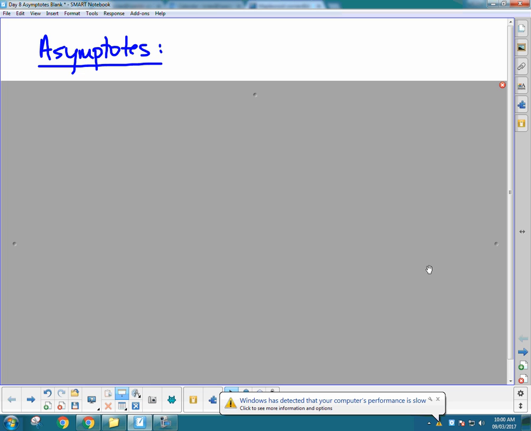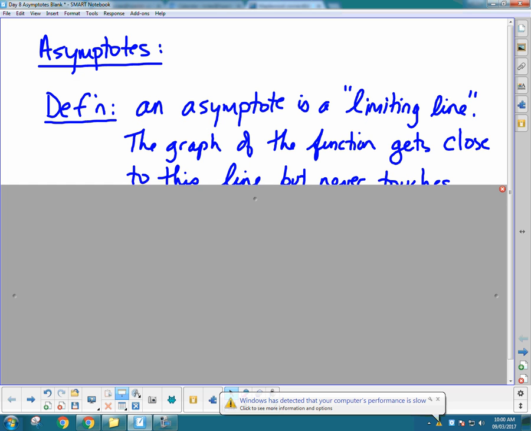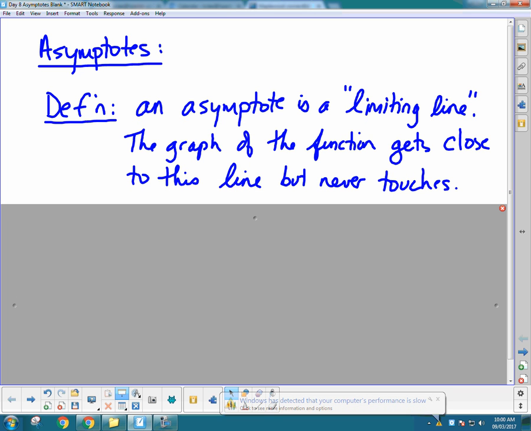So one of them is re-looking at how we found asymptotes. So this shouldn't be new. The definition of an asymptote is a limiting line. The graph of the function gets close to this line but never touches. So we would have described an asymptote like this before, but this new language of saying it's a limiting line can actually mean something a little bit more detailed now that we know something about limits.